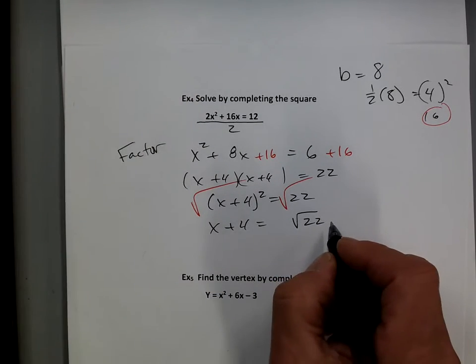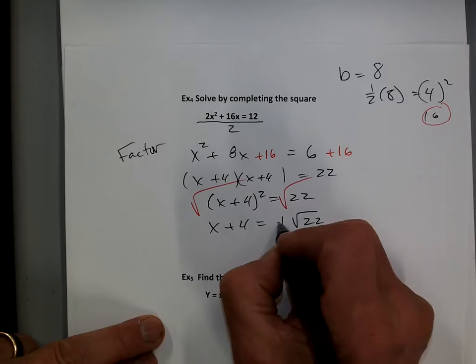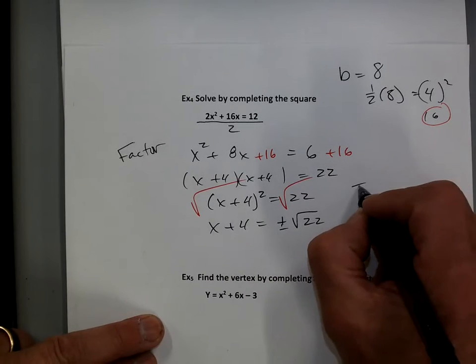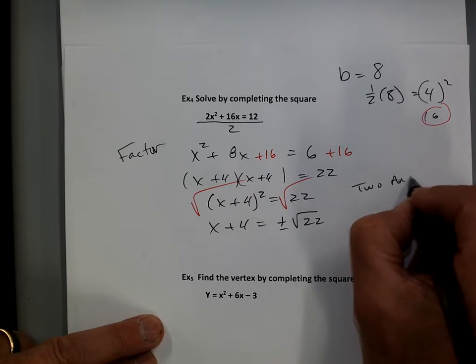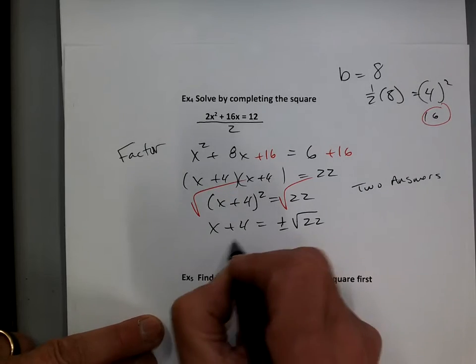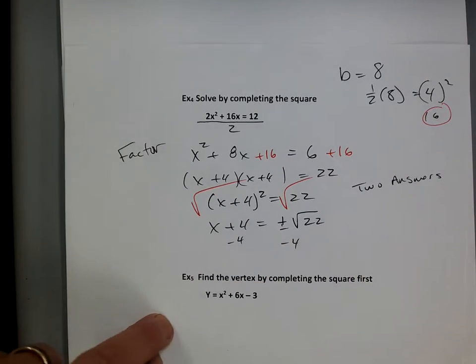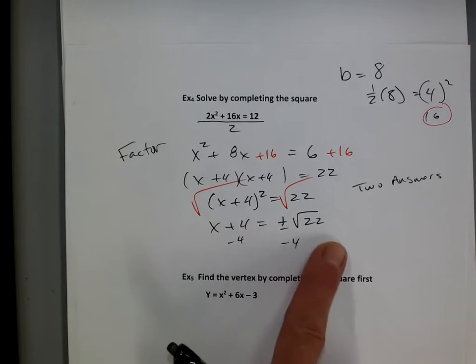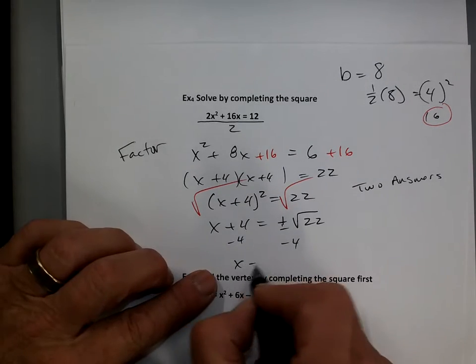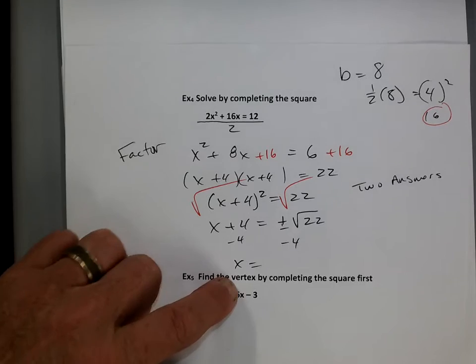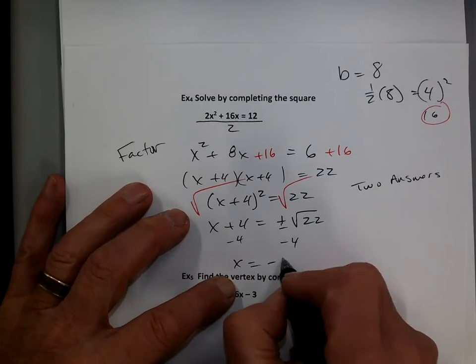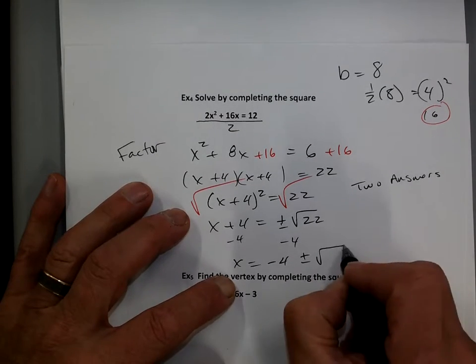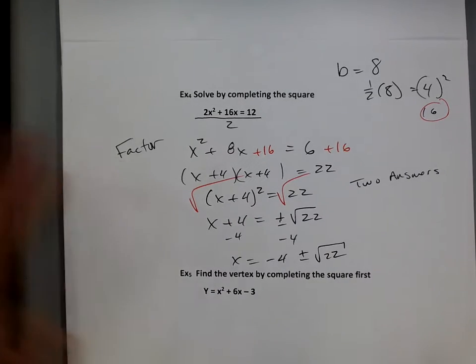But there are two answers. So go plus or minus, because there's always two answers, right? Now the last thing I'm going to do is go minus 4, minus 4. You cannot subtract 4 from the square root of 22. So my answer is just x equals, excuse me, negative 4 plus or minus the square root of 22. Okay?